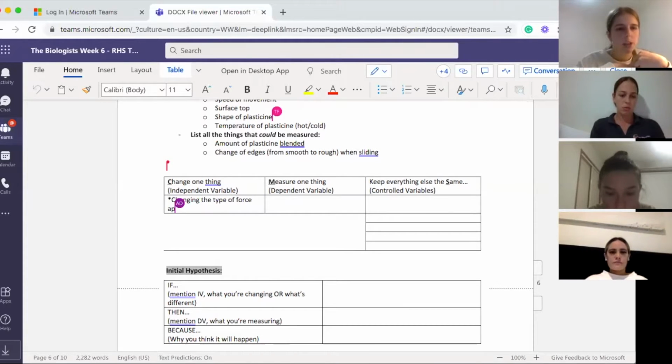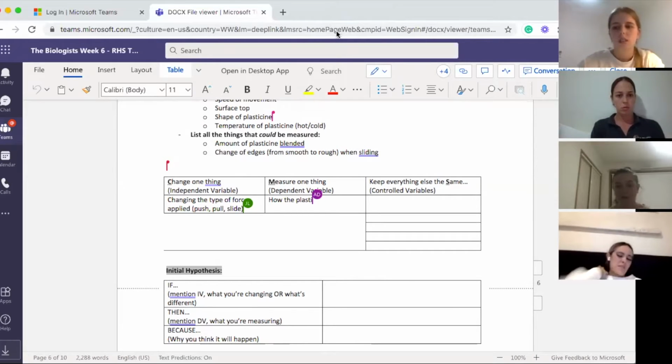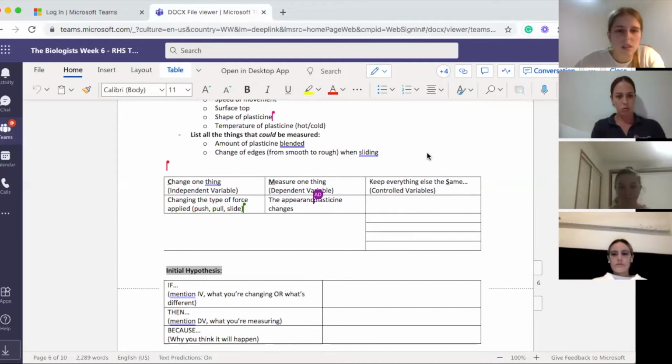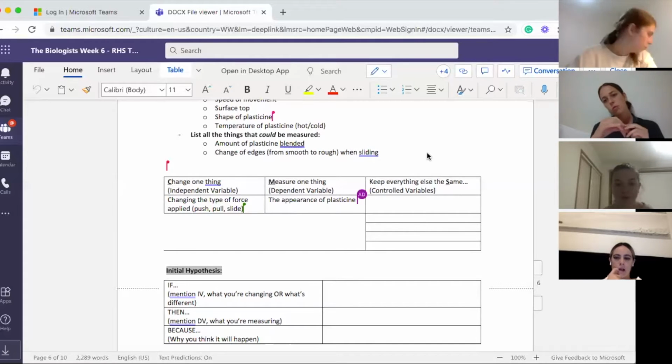And then the measure, one thing we can measure is how the plasticine changes. Yeah, like the appearance, how it looks. Could you measure it? Because if it flattens out, you'd be able to see that. Would you measure it, so to say? I don't know if it'll flatten out because it's pretty hard, but I can measure it anyway.